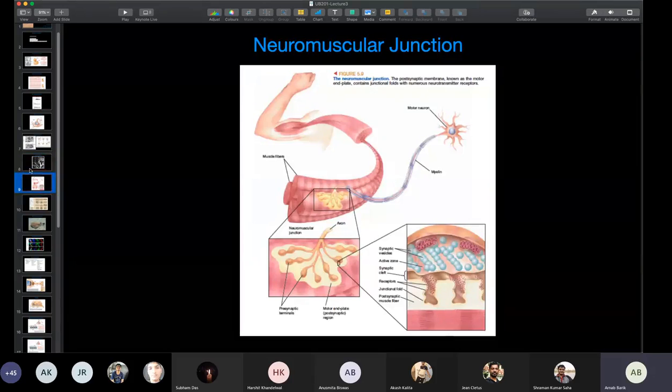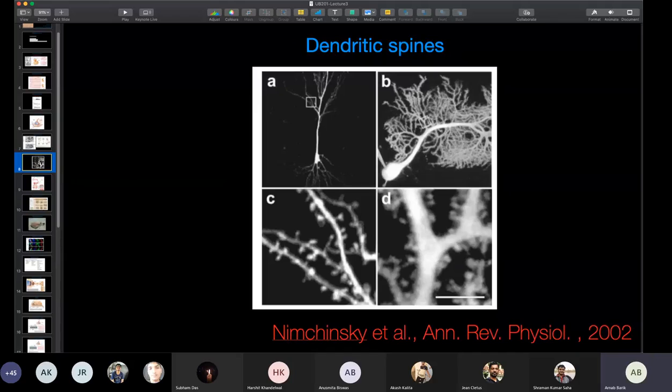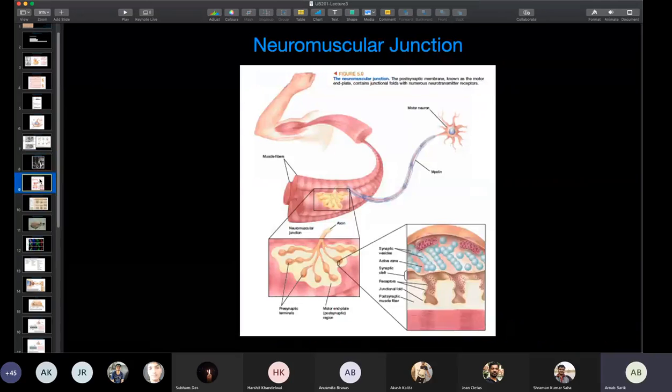So this was a central nervous system overview of synapses and synaptic structures. And as I said, synapses are not only in the central nervous system, but also in the peripheral nervous system, such as the connection between the motor neurons and the muscles, which is called the neuromuscular junction.